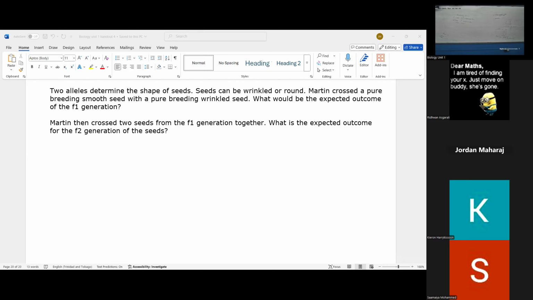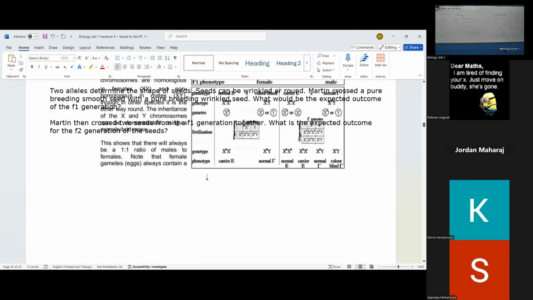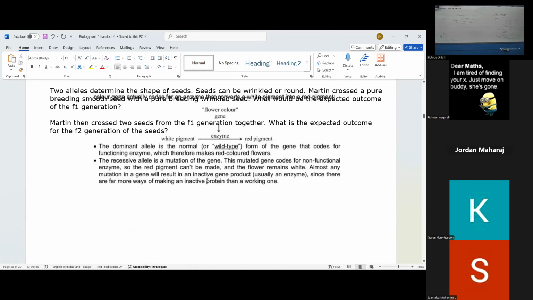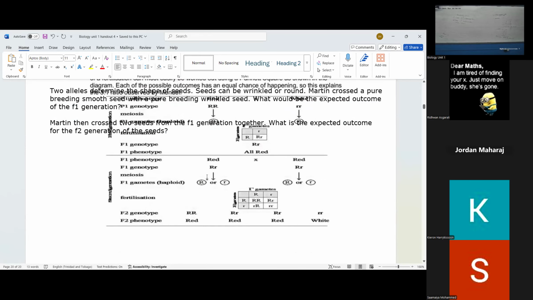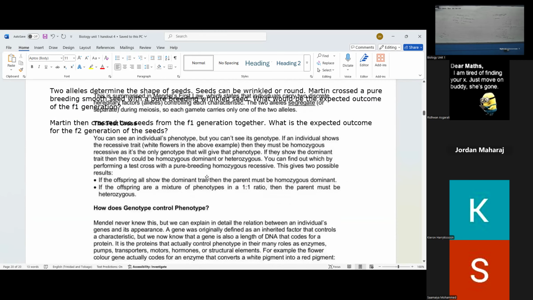Before we move on to test cross and dihybrid cross, I want to go through Mendel's two laws. The first law was the law of segregation.